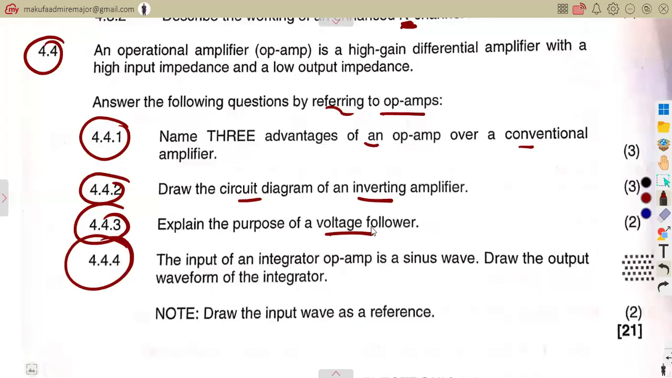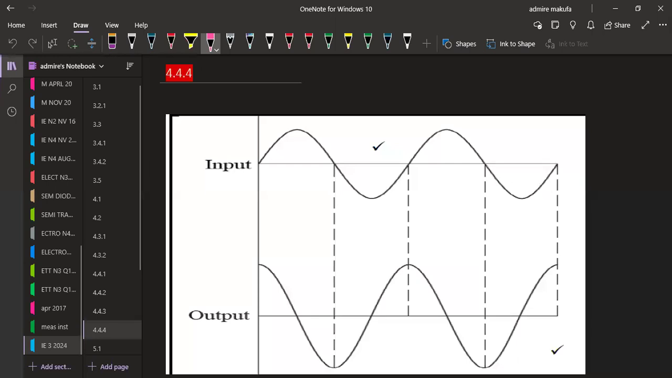The input of an integrator op amp is a sine wave. Draw the output wave of the integrator. The input is a sine. What about the output, how is it going to be given? It's just going to follow the input, but shifted like a cosine, the opposite, just like you remember the graph of a cosine.